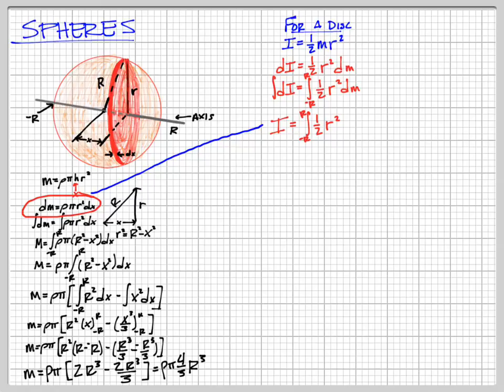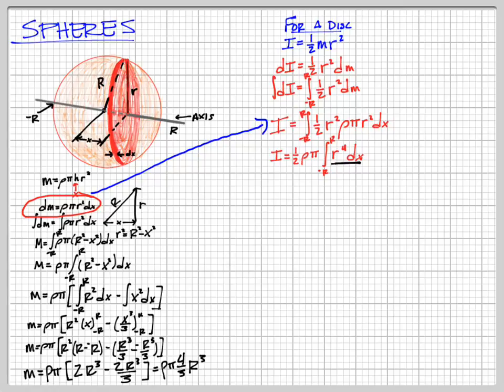And what we're going to do is substitute what we had for dm before in for dm. Again, nothing surprising for what we've done so far. Now, here's where it gets crazy. I have a dx and an r squared, and another r squared. So I have r to the fourth, not r cubed. I apologize. From -r to r.